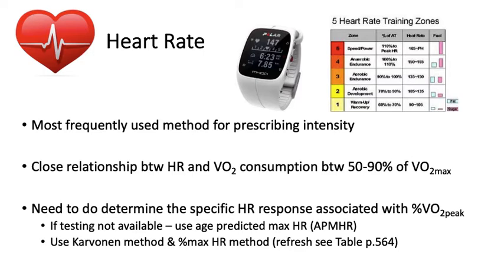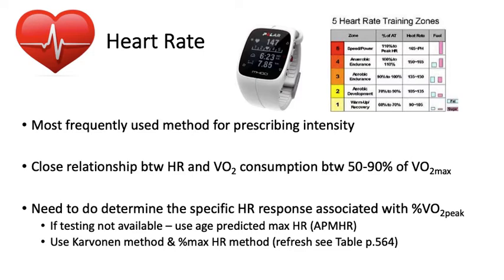But you need to determine the specific heart rate responses associated with your percent VO2 peak. And this is where, if you have access to a lab, you can do a graded exercise test where you're directly measuring oxygen consumption and heart rate at the same time. Then you can accurately use heart rate as an indication of an individual's volume of oxygen consumed. But if testing is not available, you use age-predicted max heart rate, and you can use the Karvonen method and percent max heart rate methods.